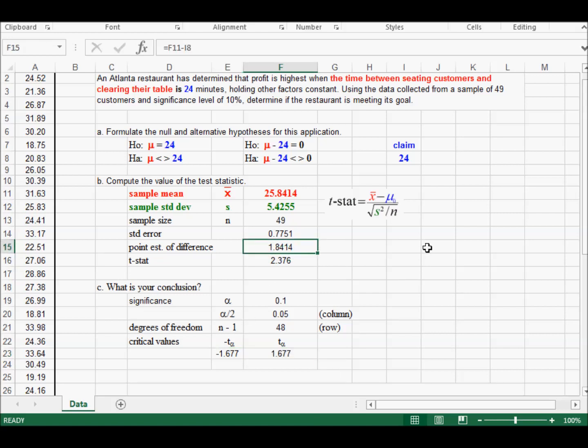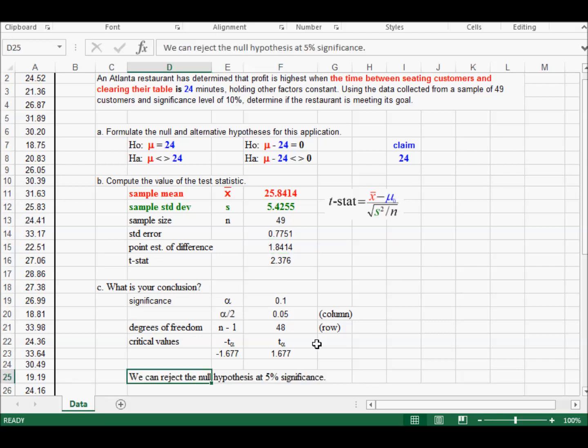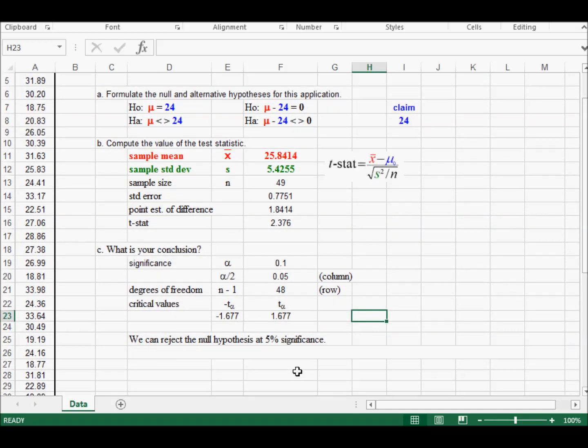So our difference is not insignificant. So our difference is significant. And because the t-stat is positive, our difference is both positive and significant. So we're going to reject the null hypothesis. So we can reject the null hypothesis at 5% significance. That's what we want to write. Now if we are telling this to a person who has very little statistics training, they're not going to know what we mean by that. So we have to write this in a way that a person without statistical knowledge or training can understand it.